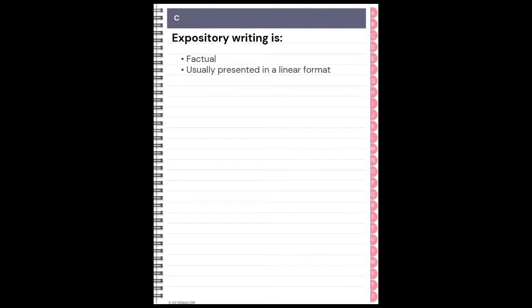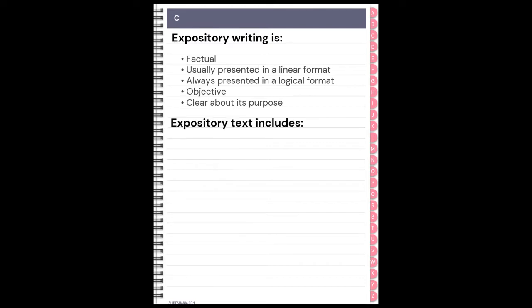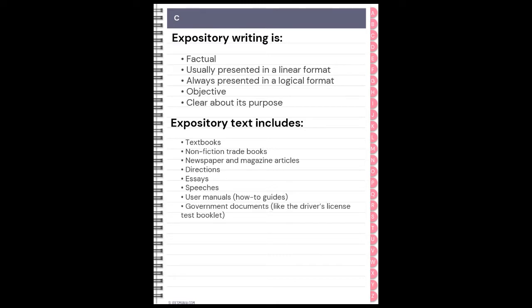Expository writing is factual, usually presented in a linear format, always presented in a logical format, objective, and clear about its purpose. Expository text includes textbooks, nonfiction trade books, newspapers, magazine articles, directions, essays, speeches, user manuals, government documents, news articles, instruction manuals, recipes, city or country guides, and language books and self-help books.